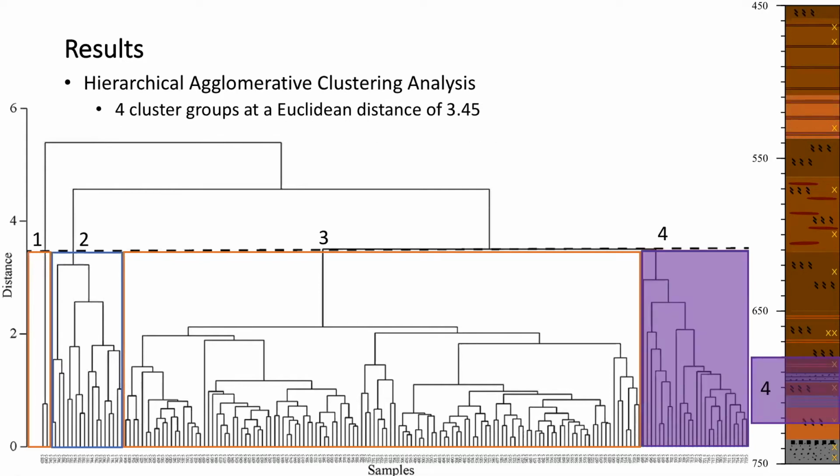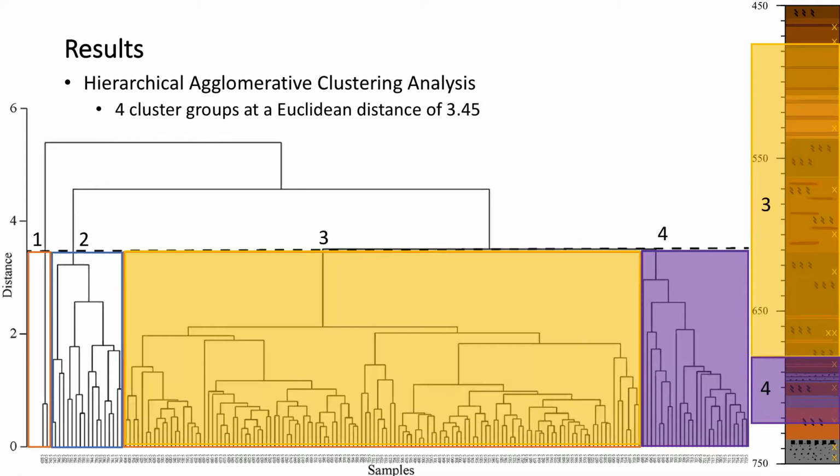Unit 4 contains samples from 722 to 691 centimeters, and 2 outliers at 550 and 730 centimeters. Unit 3 consists of the majority of the samples in our data set, between 690 and 476 centimeters, with 1 outlier at 734 centimeters. Unit 2 consists of mostly basal samples between 750 and 725 centimeters. And Unit 1 consists of 2 samples between 643 and 628 centimeters and falls within Unit 3.